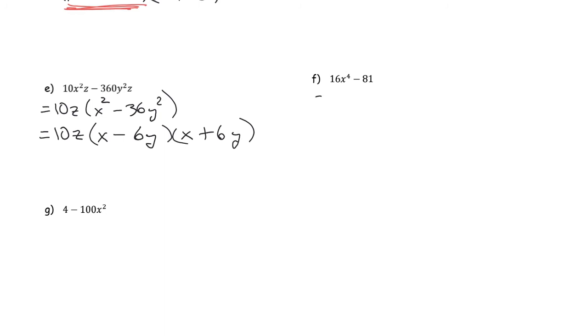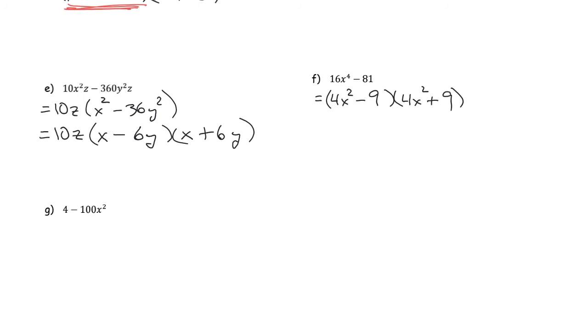Over here, 16x to the 4th minus 81. Again, two terms, which is great. One of them is negative. There's nothing common. So here we go. We're going to break that apart here. Now, the square root of 16x to the 4th is going to be 4x squared, and the square root of 81 is going to be 9. Whoops. So I'm throwing the negative in there a little bit earlier. Normally, I would have done that afterwards.